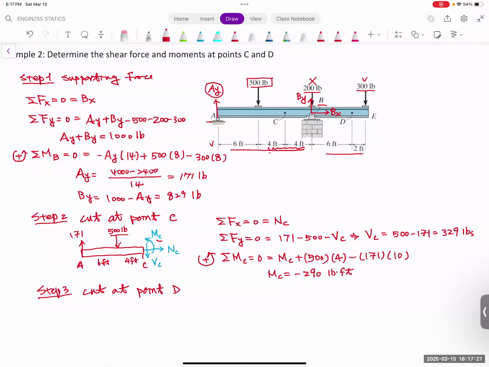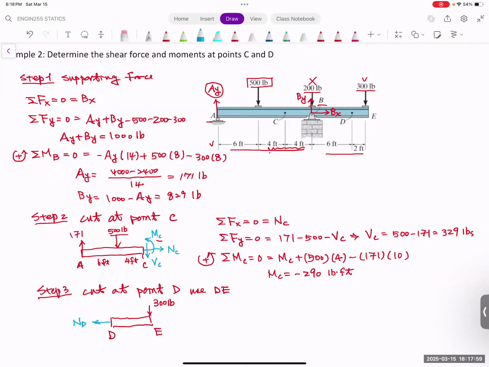So we're going to use the DE component. Here is the DE component. This is where our D is, and this is where our E is. We have a loading at the end of E, which is 300 pounds. And at point D, we're going to draw the internal loading. This is going to be N sub D.